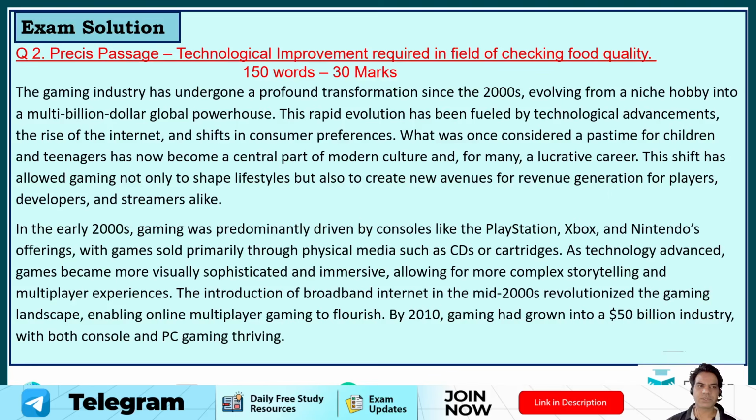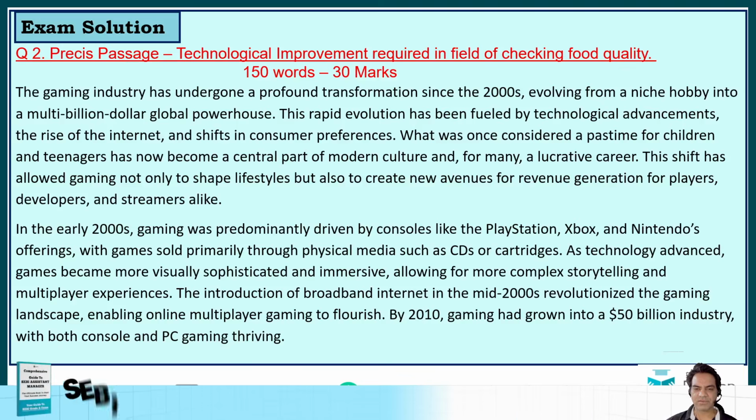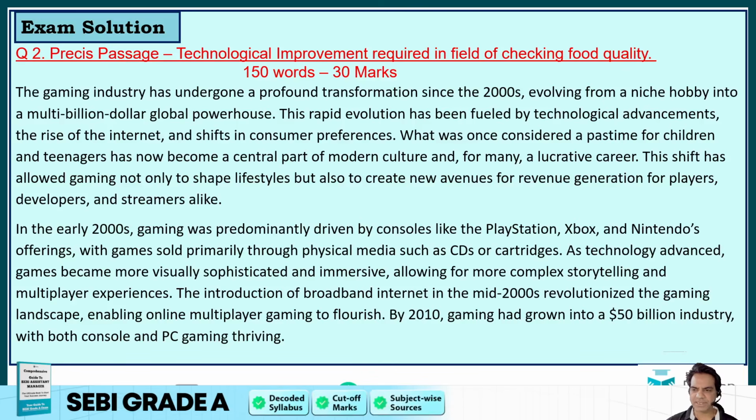Then the second topic was Pressy writing. The passage was about the gaming industry, guys. How esports and the gaming industry has evolved over the years after the 2000s. PlayStation, Xbox, Nintendo's. So you can read the passage, guys.